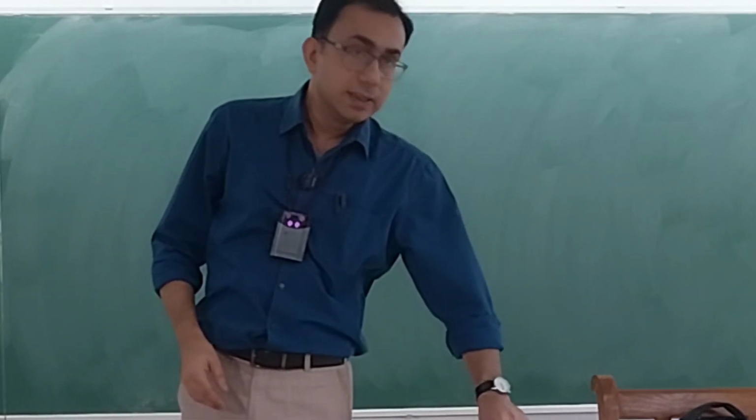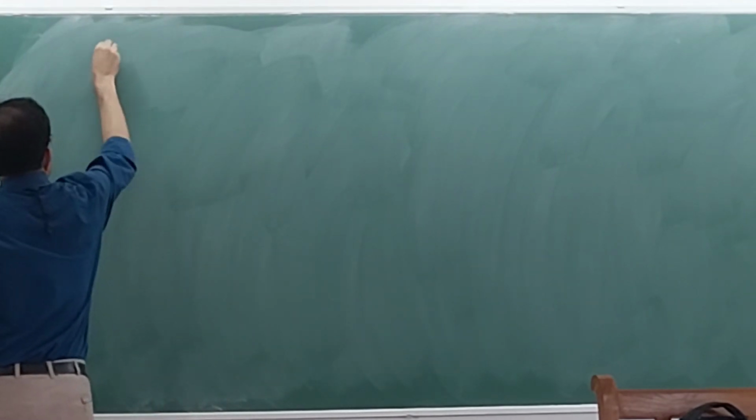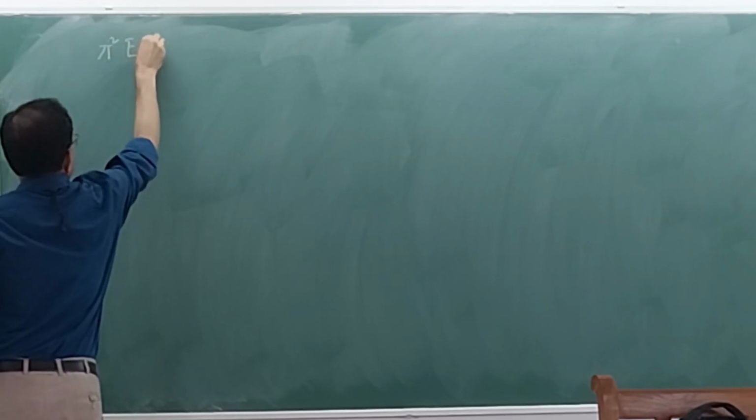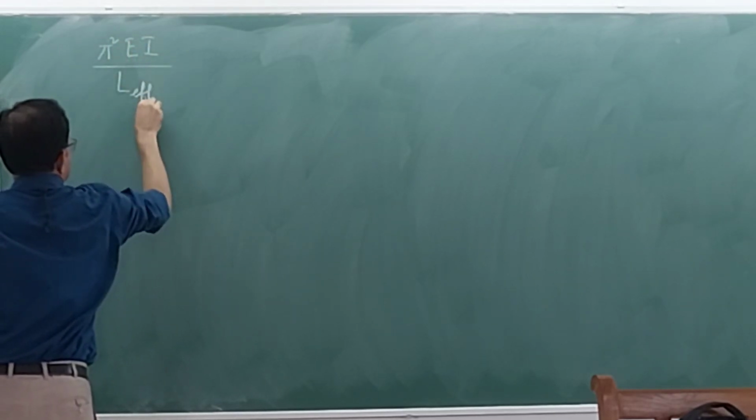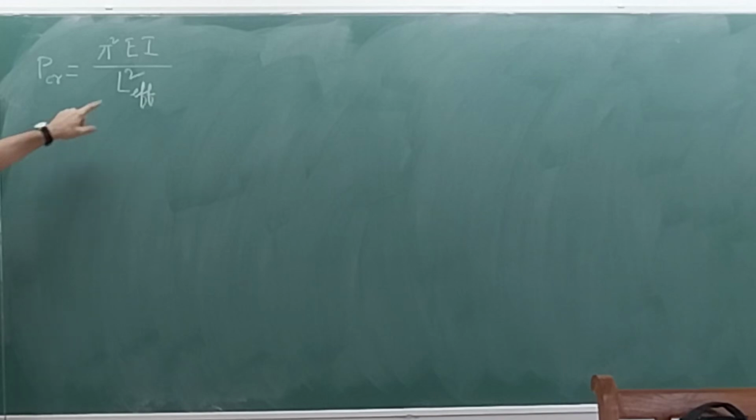It is only to do with the I. Okay, the second moment of area. You look at this, pi square EI by L effective square. This is the general form that we have found out for P critical. As you are increasing the value of this P, the moment it hits the P critical, you will expect the buckling to occur. Now, this I will have different values depending on the cross section and depending on the axis about which you are calculating the I.